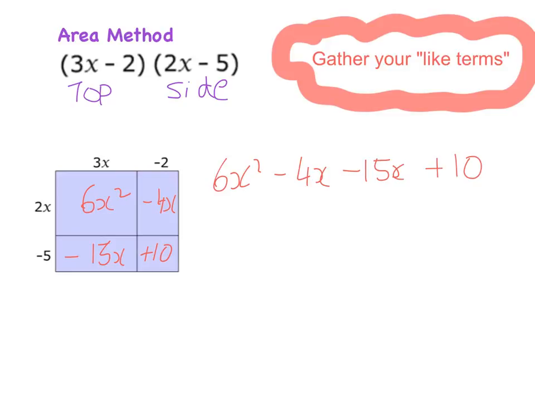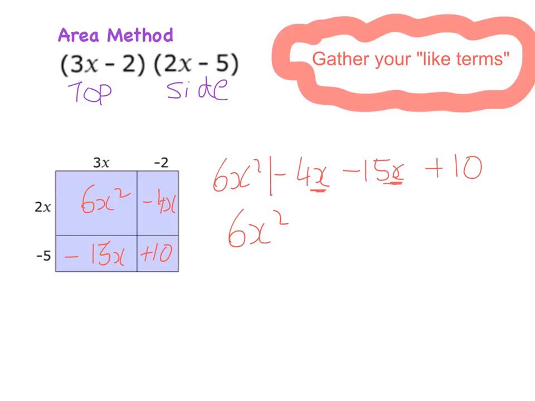Okay, so if I look here, I've got 6x squared. That's the highest power here. There's nothing else that matches that or is the same as that, so that remains on its own. So I just have 6x squared. Next I have minus 4x and I have minus 15x. So they actually are in the same terms essentially, so I can add or subtract these.